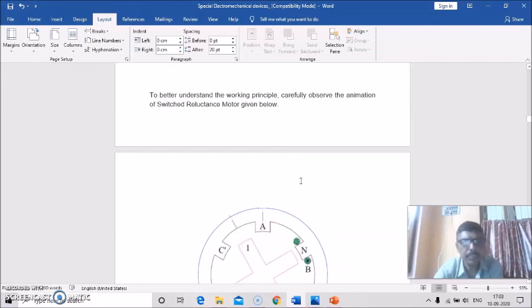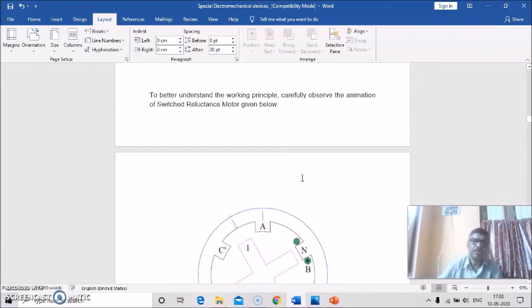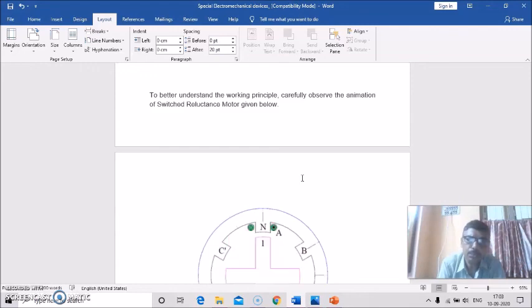So the outcome of this discussion is that switched reluctance motors: their construction, types, advantages, disadvantages, where they are applied and how they work. So that's all. Thank you.